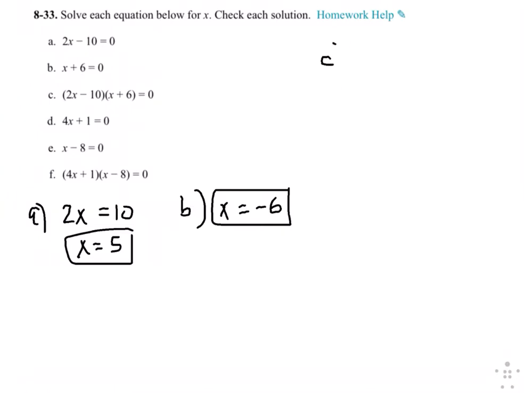C, let's do it up here, right? I'm going to multiply those two binomials, right?